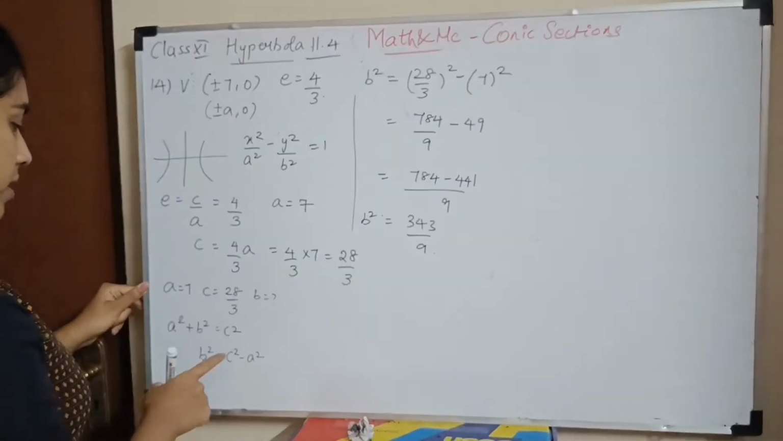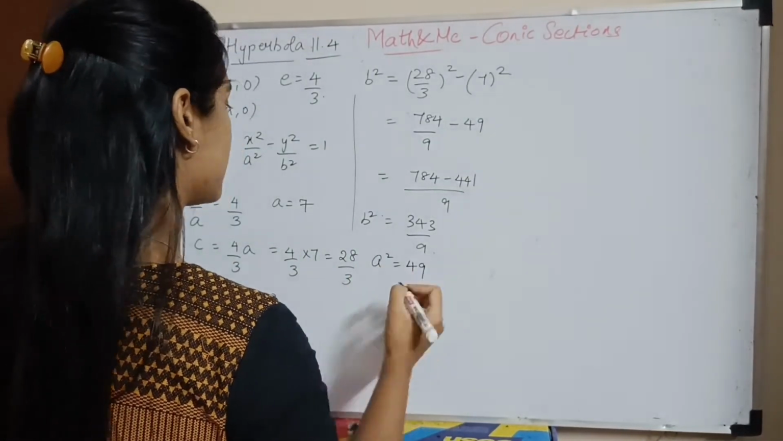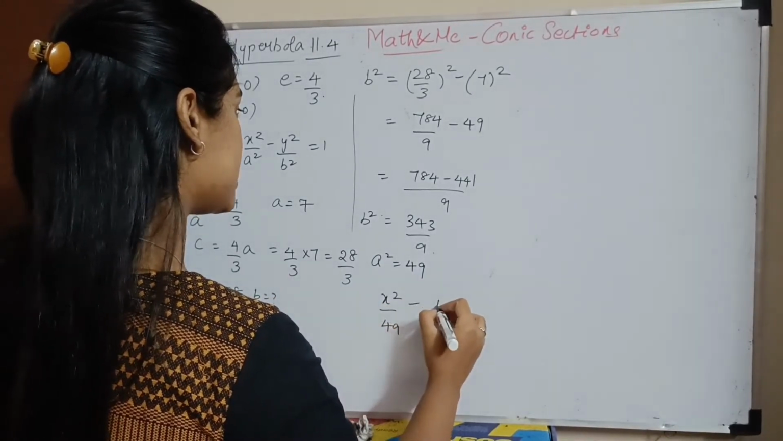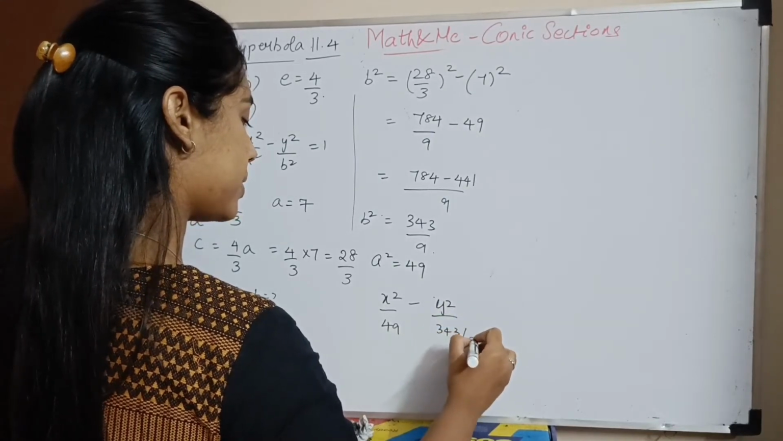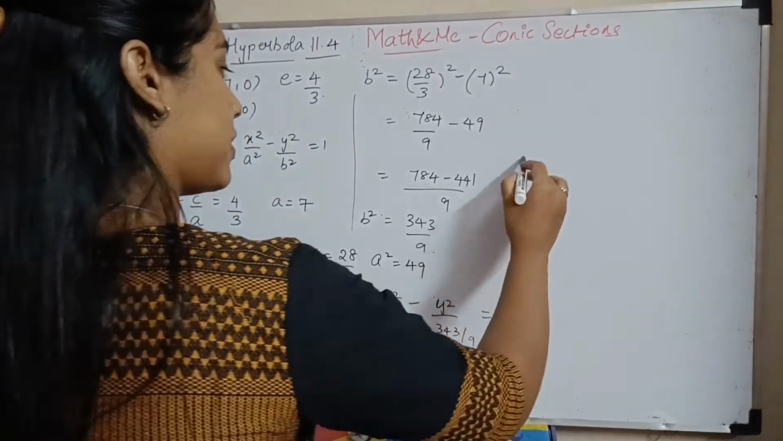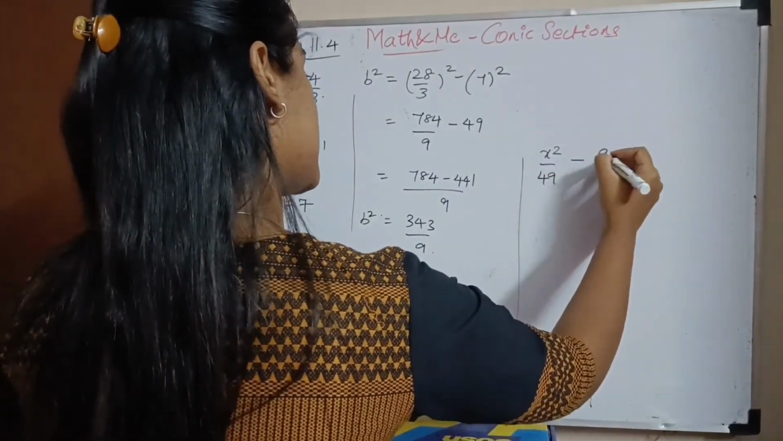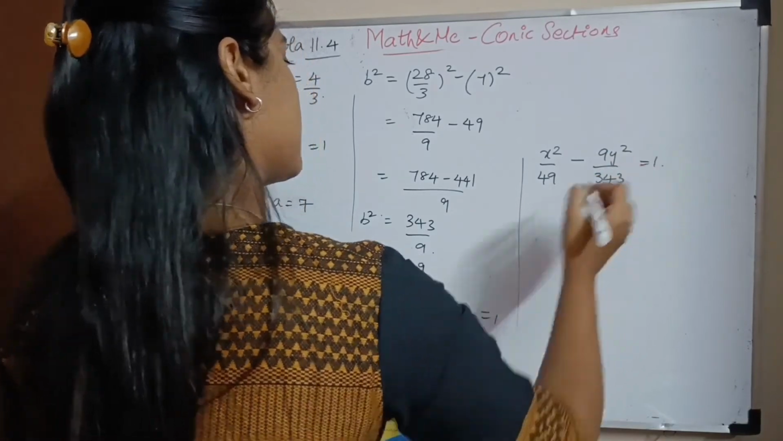What is my a square? I already know what my a is, so a square is 49. So what does my equation look like? x square divided by 49 minus y square divided by 343 divided by 9 equals 1. So how can we further simplify this? x square by 49 minus 9y square divided by 343 equals 1.